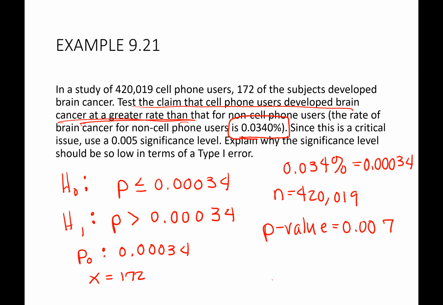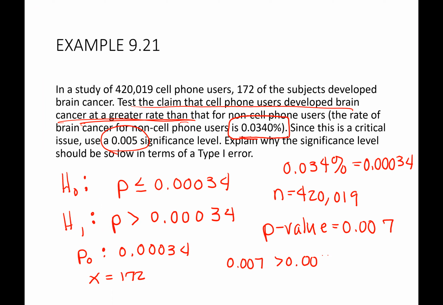Okay, now we're going to compare that p-value to alpha. 0.007 is greater than our predetermined value for alpha. So our p-value is greater than our alpha. So what do we do? You can't reject the null hypothesis. If the p is high, the null must fly. So if p is higher than alpha, you fail to reject the null hypothesis.